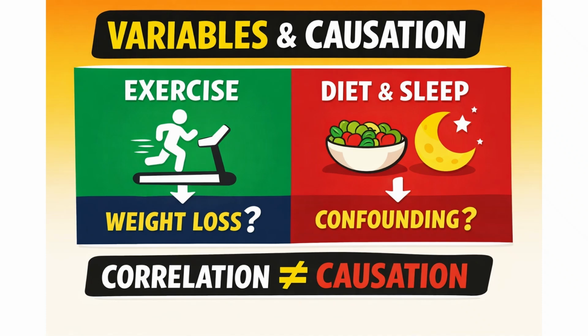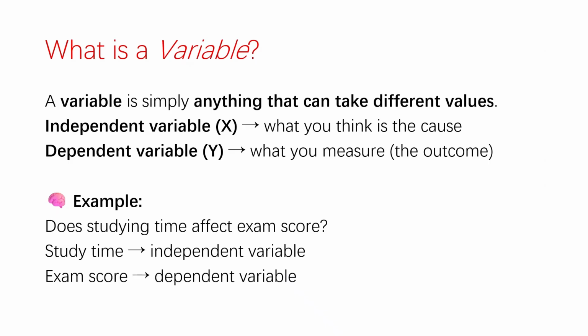Today we're going to understand three very important concepts in statistics: variables, confounding variables, and causation. These ideas are fundamental if you're working in data science, biology, or machine learning. Let's start with the simplest one: variables. A variable is anything that can change. For example, your age, your weight, how many hours you study, or how much you exercise.